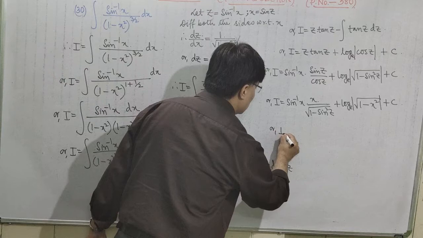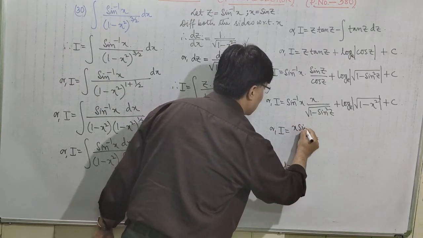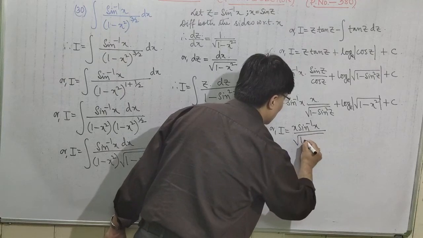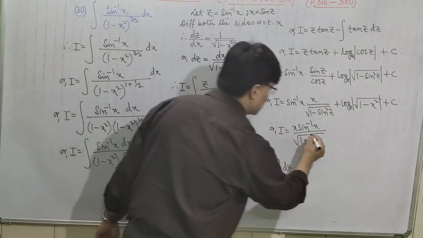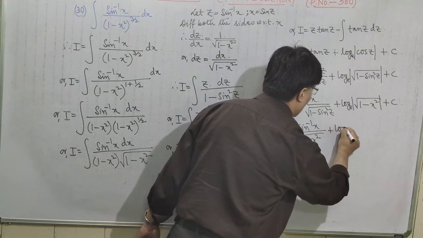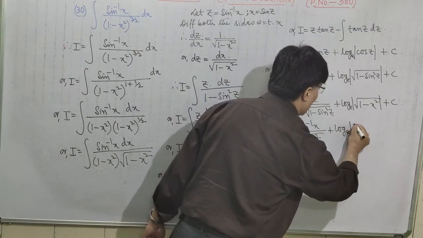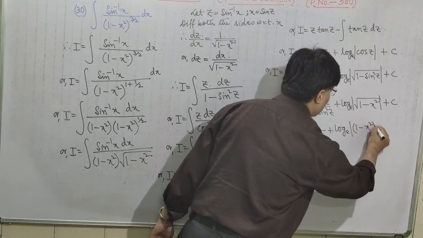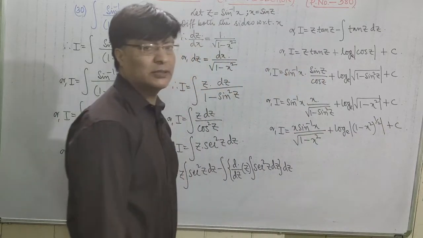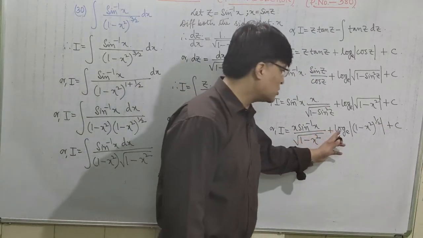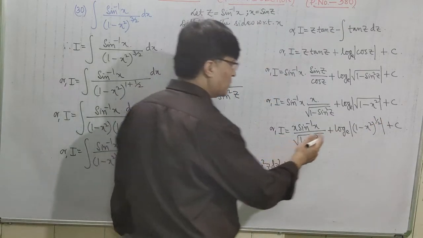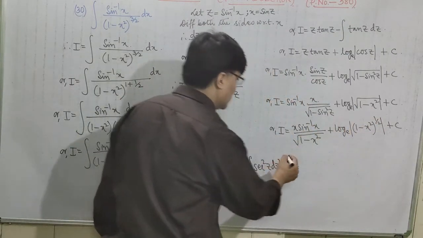Or I is equal to, now in the numerator we have x sine inverse x divided by root over 1 minus x square, plus log base e within mod, 1 minus x square whole to the power half, mod sign closed, plus c. Now since there is log here, this half becomes the coefficient. That is, you can write this half before log, right?